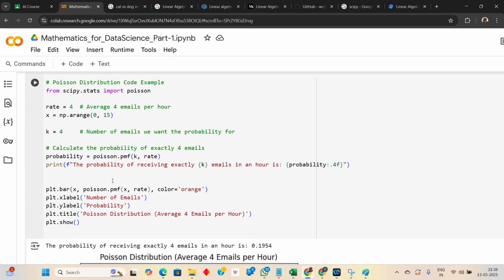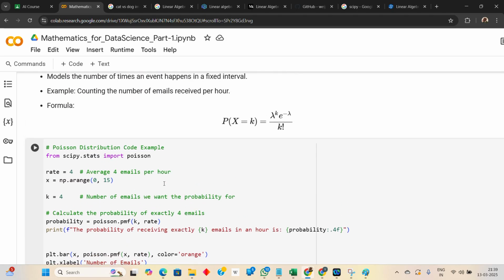Whenever time is also a matter of analysis, then we can go for the Poisson distribution. For example, you are getting on average four emails per hour. Then the question is, what is the probability that you will get exactly 5 or 10 emails in the next hour? You get my point? In that particular situation, the Poisson distribution is what we use.